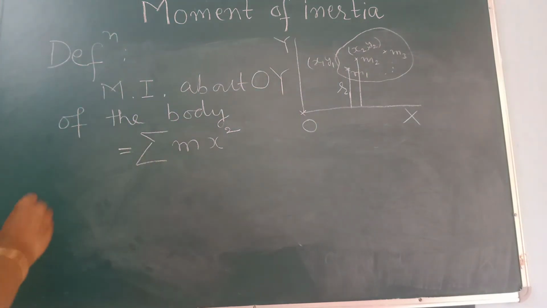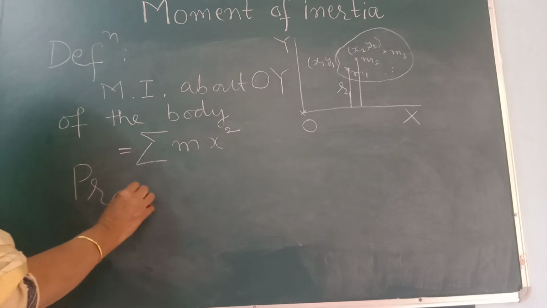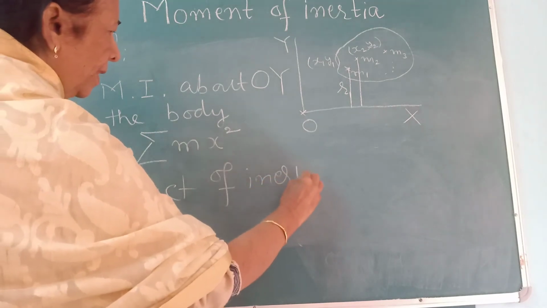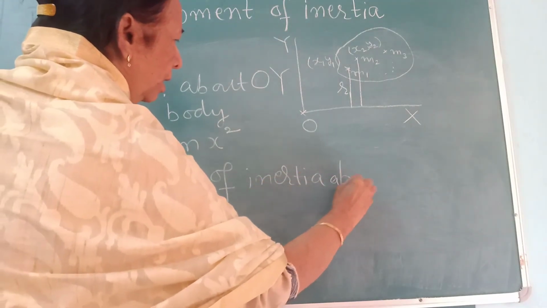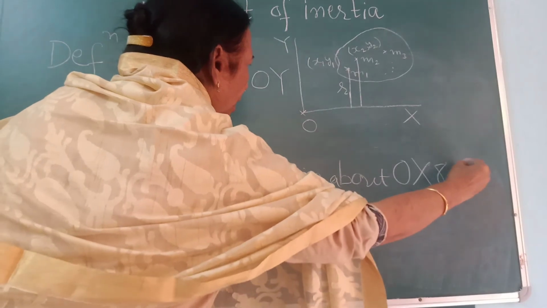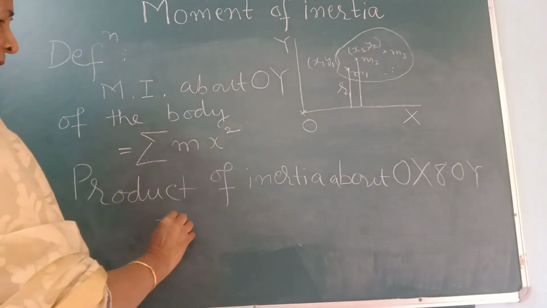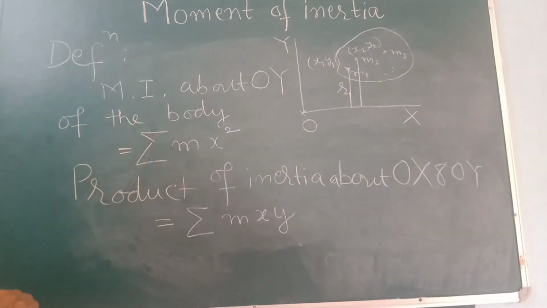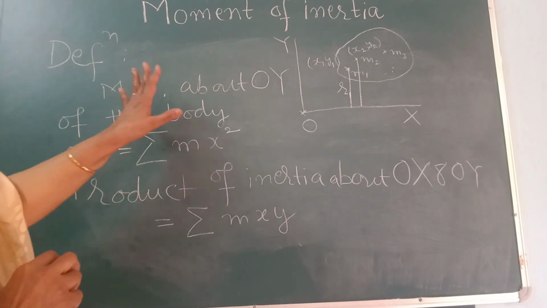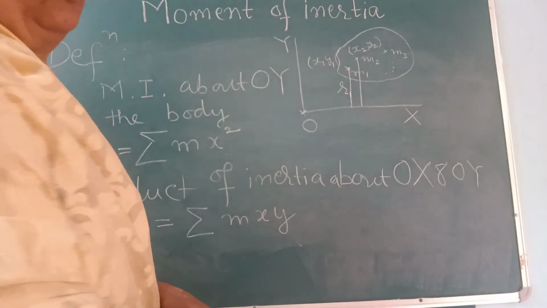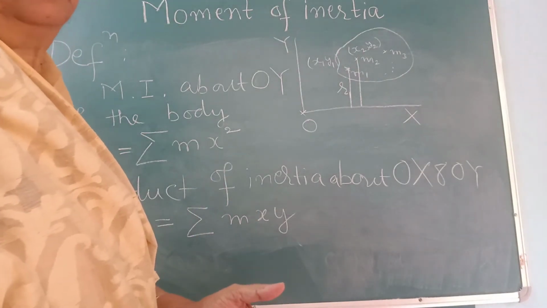Then there is one more term, that is product of inertia, about OX and OY. So what will it be? It will be summation of m x y. Okay. So if you are dealing with 2 dimensions, then only these 3 terms will do. If you are dealing with 1 dimension, only 1 term will do, summation m r square.